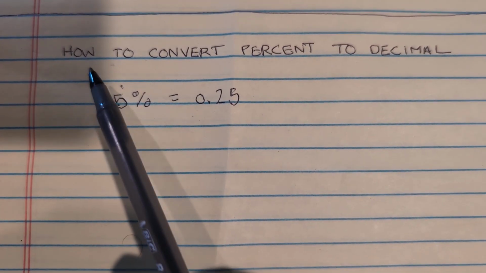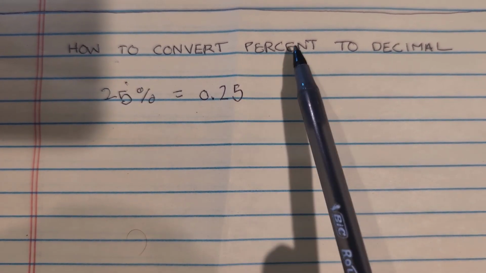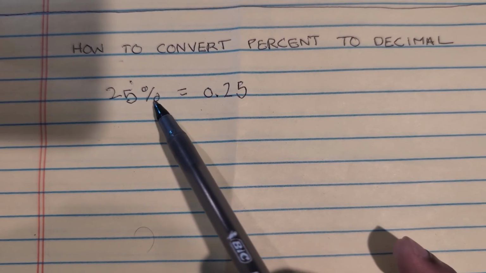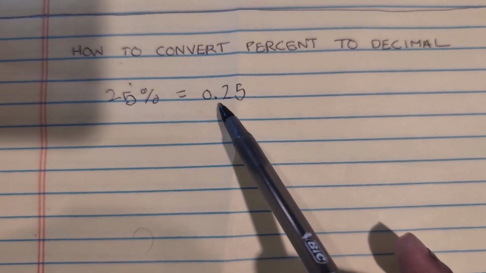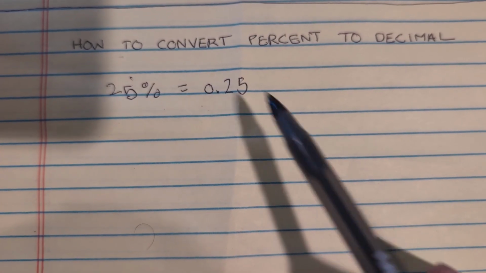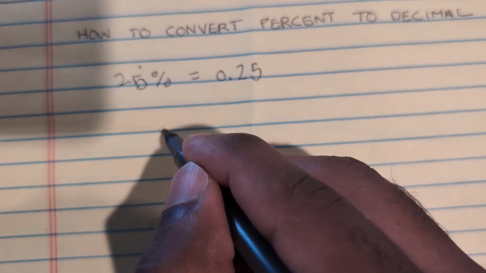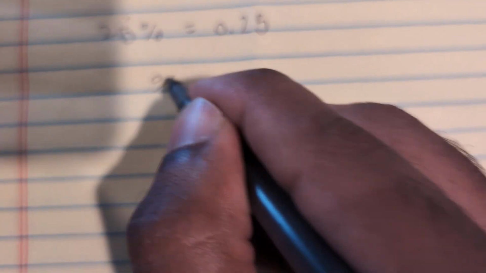Okay, so in this video, I'm going to show you how to convert percent to decimal. I'm going to show you how we get from 25% to its decimal form, which is 0.25. So in order for you to understand, this is how it works.